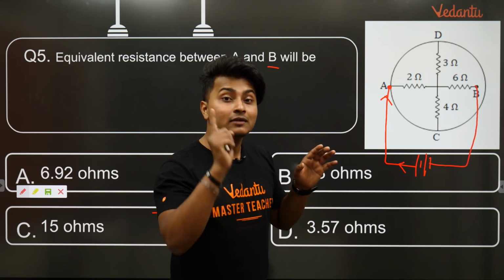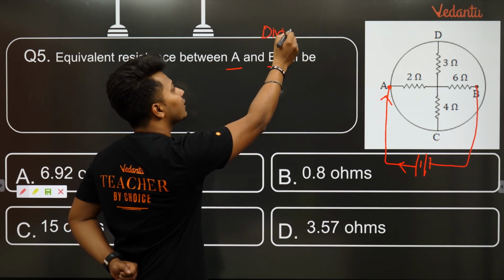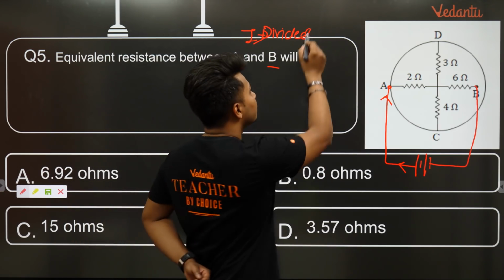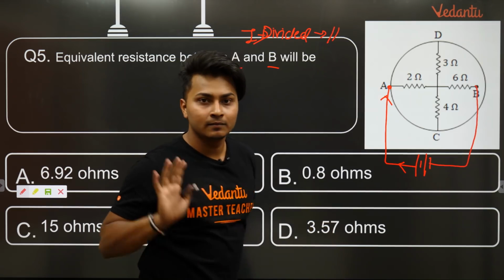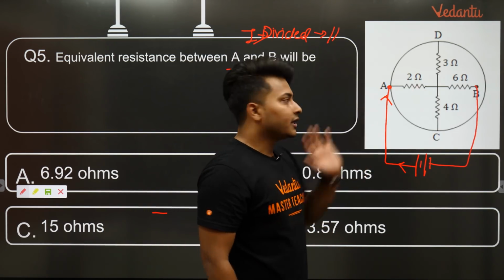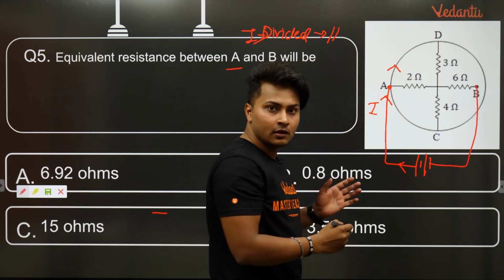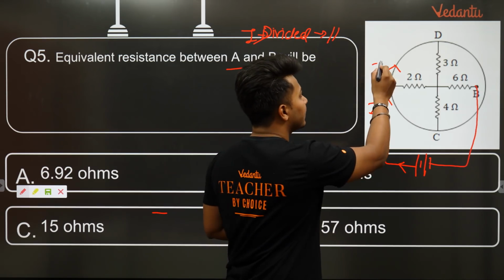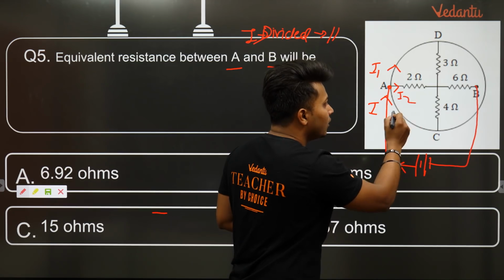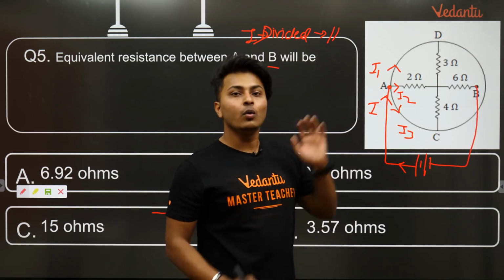What does that mean? Whenever current gets divided, what kind of a circuit is that? That becomes a parallel circuit, as simple as that. Keep that in mind: current gets divided, parallel circuit. So current gets divided into three. Let me call this current I. The one going upward, let me call that I1. The current going into this particular branch, let's call it I2. The current going through this branch, let's call it I3. So I1, I2, I3, all three going in three separate ways.